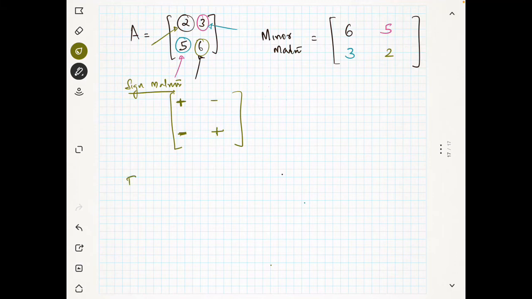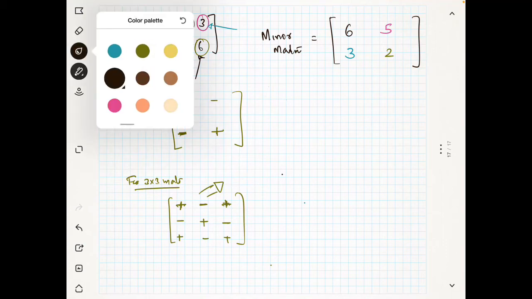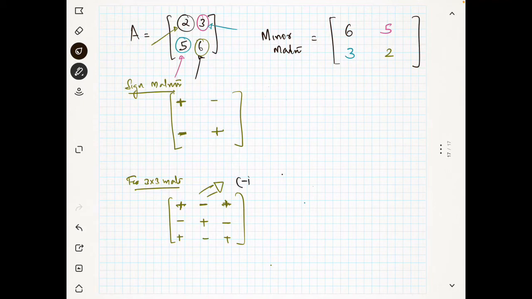If it is a 3 by 3 matrix, the sign convention you can do like this. It will be plus minus plus, then minus plus minus, then plus minus plus, like this. So it is changing. This kind of sign convention is giving you the idea that all these are indirectly representing -1 raised to i plus j. So this is the same thing.